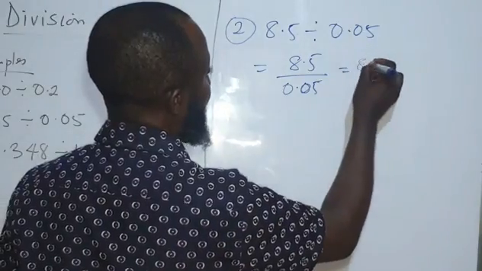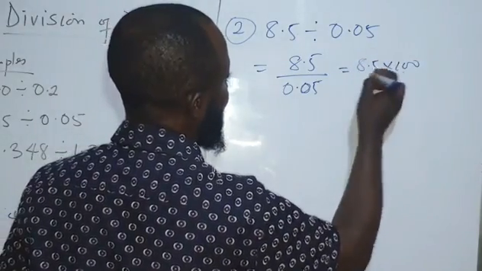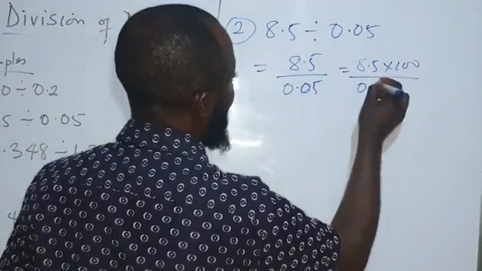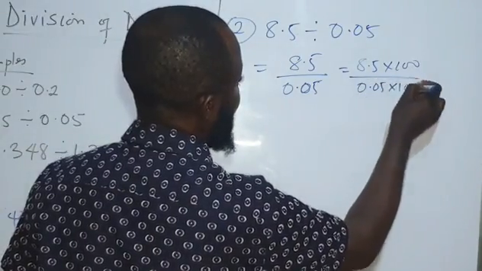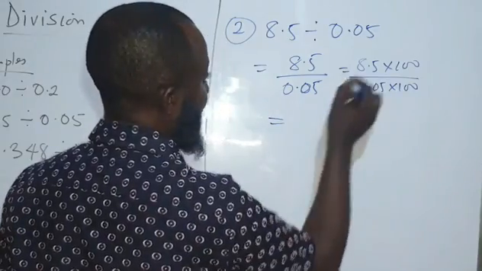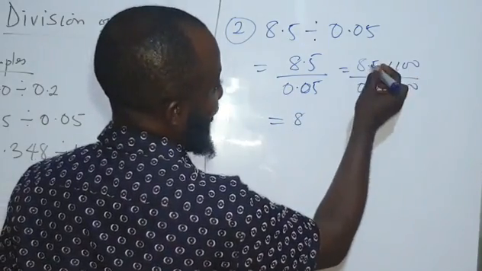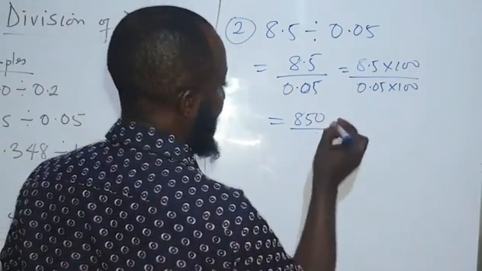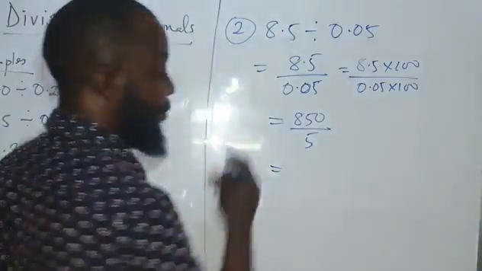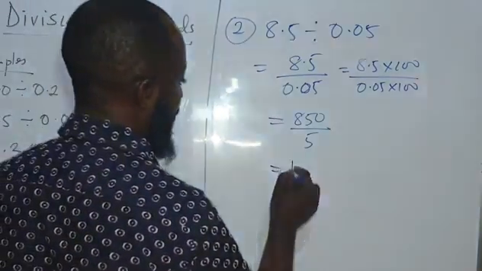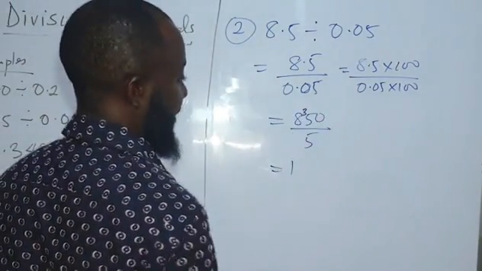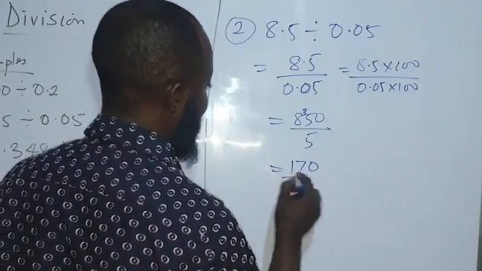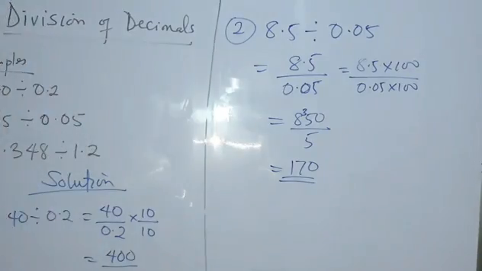So that means we multiply this one. This will be 8.5 times 100 divided by 0.05 multiplied by 100. And that gives 850 divided by 5. So we can now move on. 5 in 8, 1, remainder 3, 5 in 35, that is 7. So that means the answer is 170. I believe this is very clear. So that is this part.